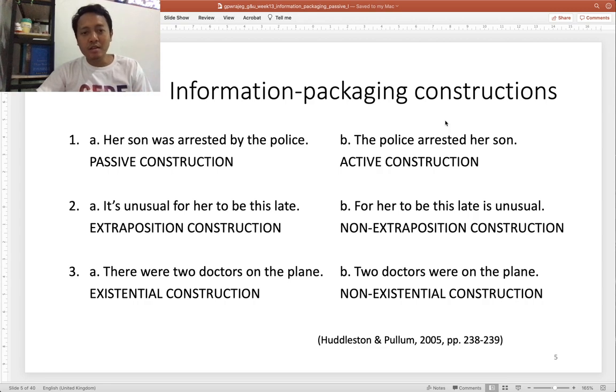The book mentions that these non-canonical clauses have their basic canonical counterparts. Passive constructions have a dedicated name for this basic or canonical construction, namely active construction, such as: The police arrested her son. That is the active construction for the passive one in 1A. But extraposition and existential constructions do not have dedicated names, so they are called just non-extraposition constructions, such as: For her to be delayed is unusual, and non-existential construction: Two doctors were on the plane.